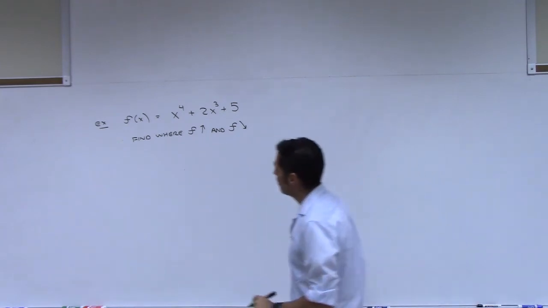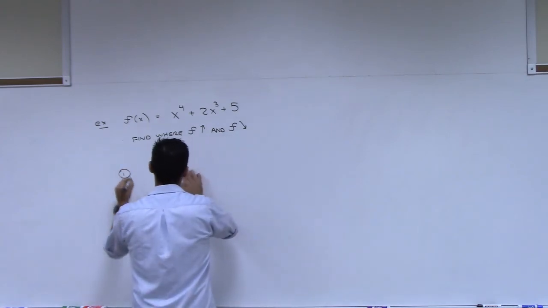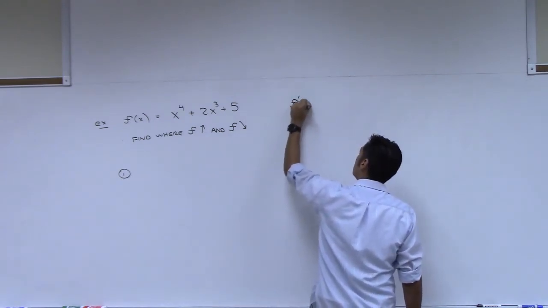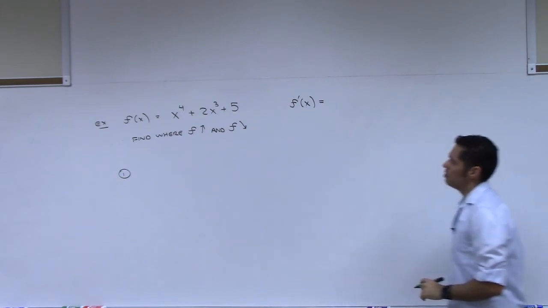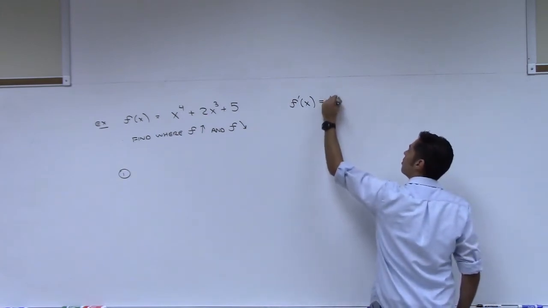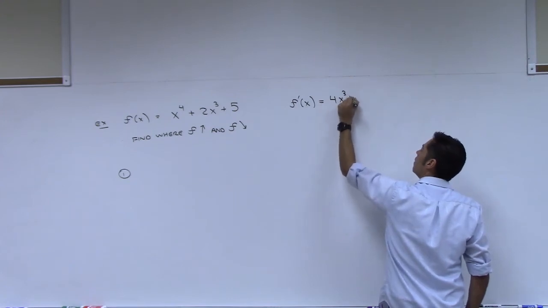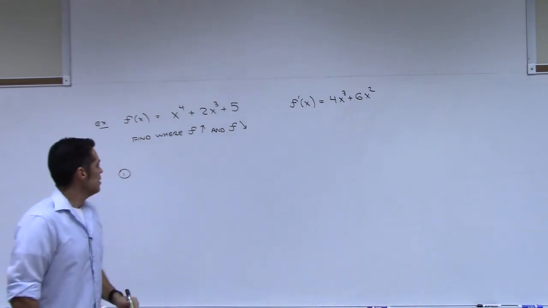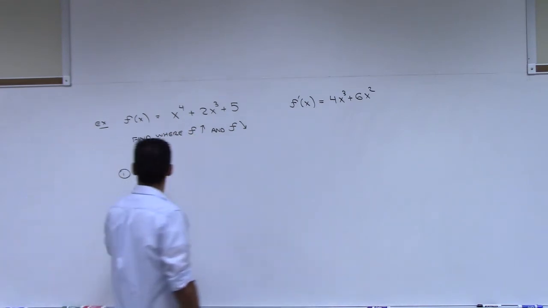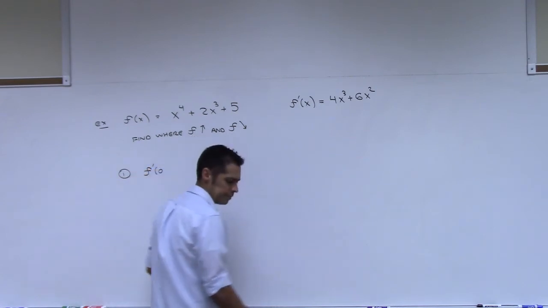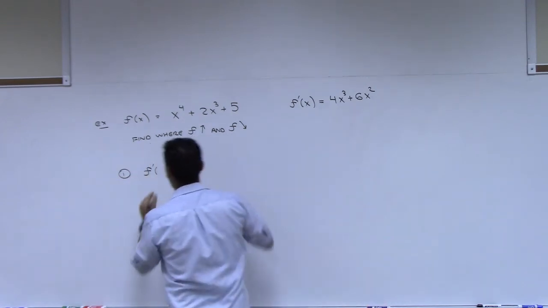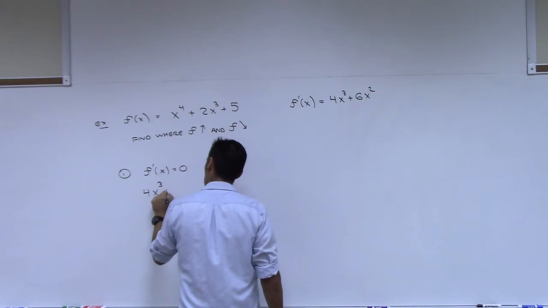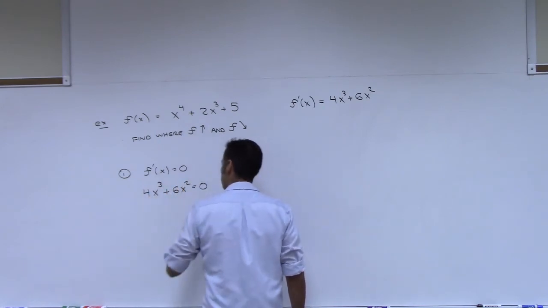First step, take the derivative and set it equal to 0, right? Now again, I'm going to just find the derivative up here just so I have it. What is the derivative of that function? 4x cubed plus 6x squared. Good. That's your derivative. So the first step is to set that equal to 0. So I'm setting the derivative equal to 0, which means I'm setting 4x cubed plus 6x squared equal to 0.